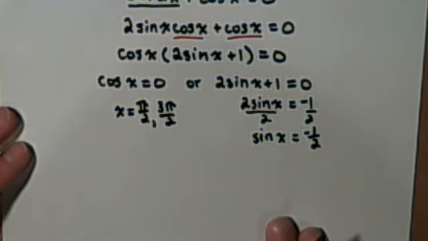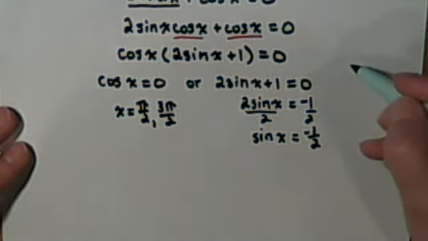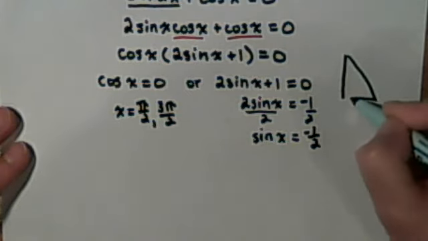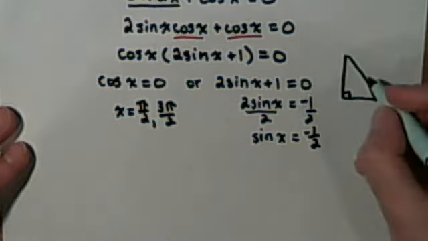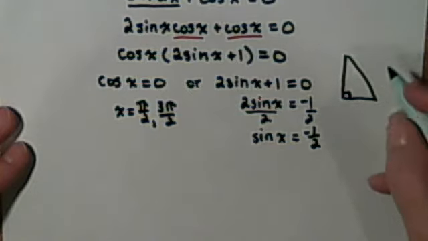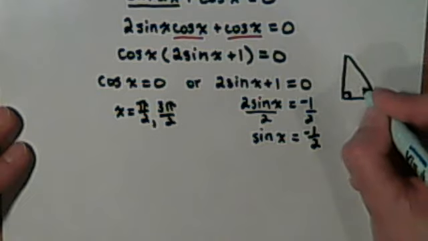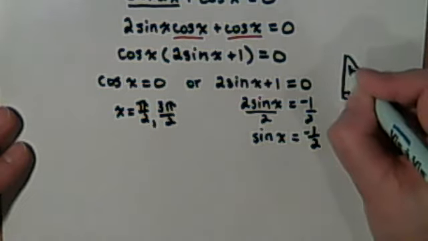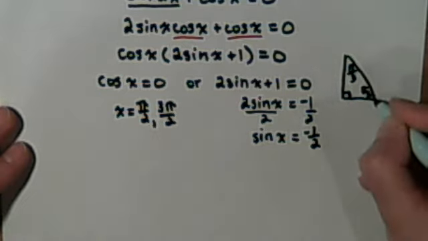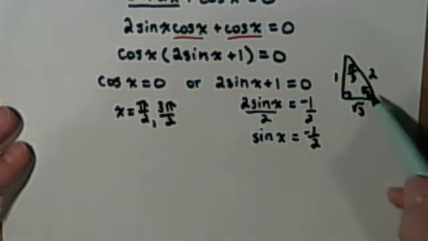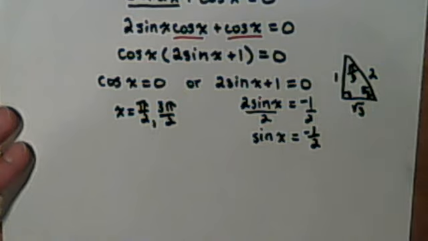So when does sine of x equal negative 1/2? Well, you might need to think about your triangle if you don't have this one memorized yet. So let's see, 1/2. I bet that's in a 30, 60, 90 triangle. So I've got pi over 6, pi over 3. Let's see, where does that go? 1, root 3, 2. And so 1/2 is opposite my pi over 6.